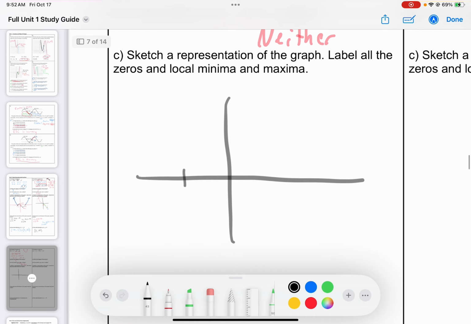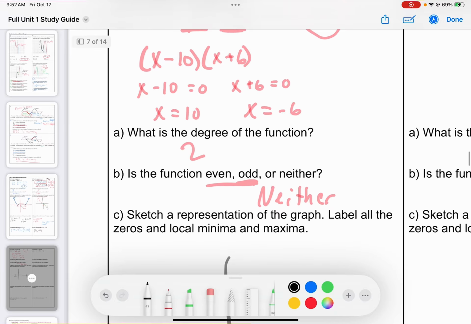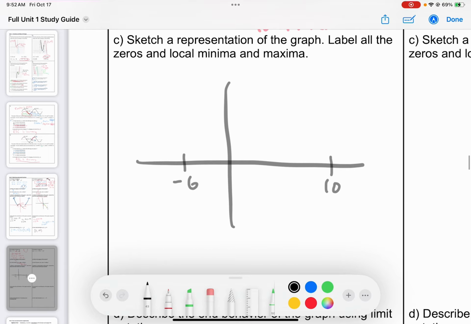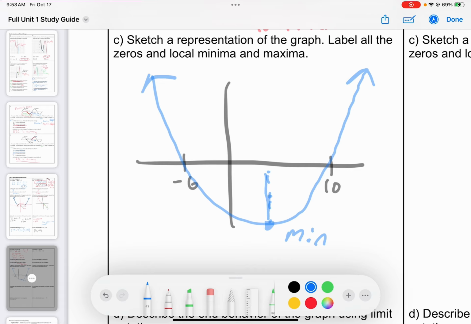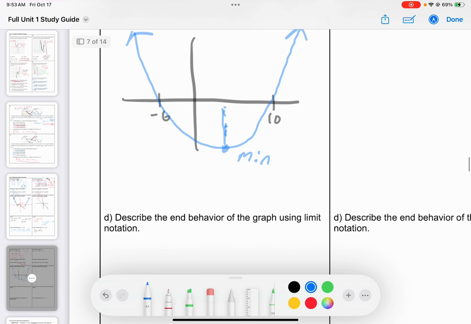Negative 6, positive 10. This opens up. I'm just gonna whoomp, whoomp. Perfect. I have a min right here. We could even find this exact point, right? You know how to find the vertex using algebra 1. But we don't need to do that here.